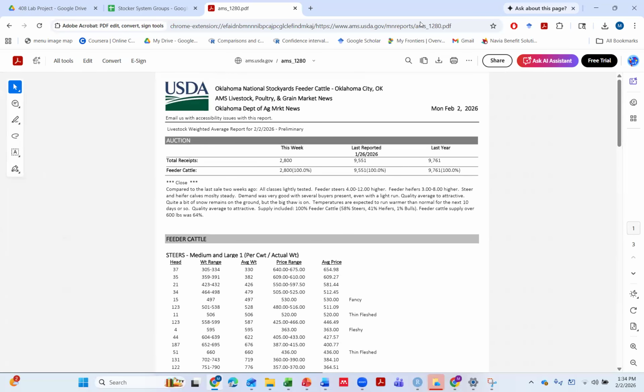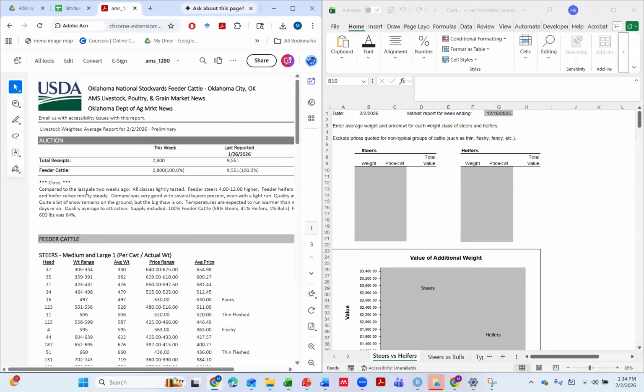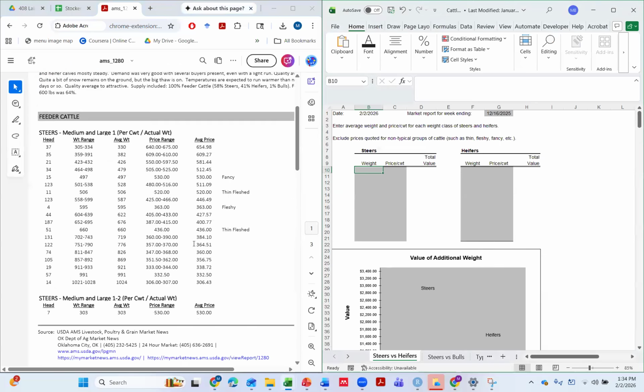Somehow I said I wanted to edit that, but here we go. All right. So let's start entering these prices here. So here we have a 330-pound group, 382, 426, 479, 528, 587, 622, 676, 719. And let's start getting some of these heavier ones.